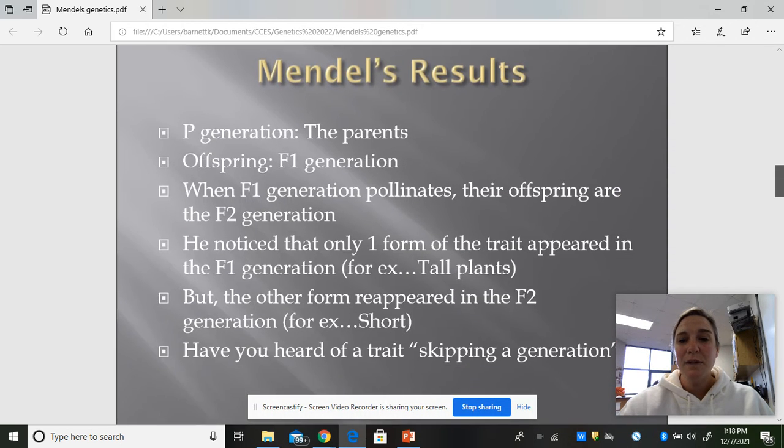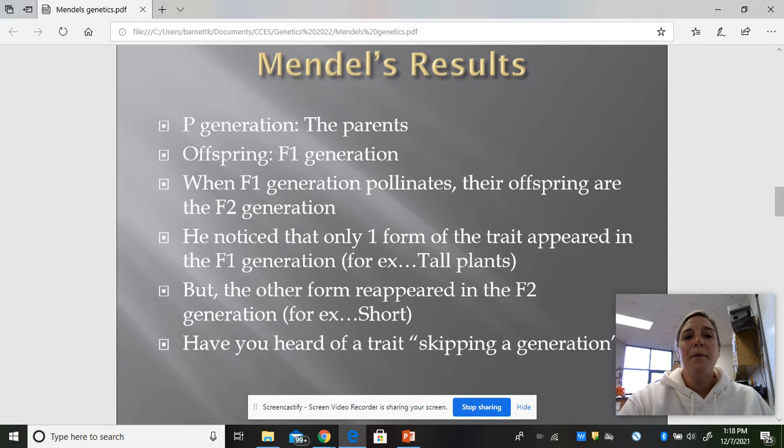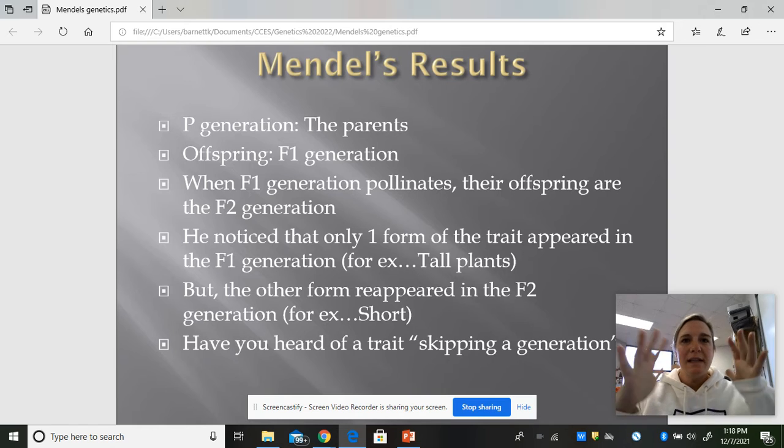All right, so what were his results? So first of all, when you're following a trait through generations, it's kind of in this chart.